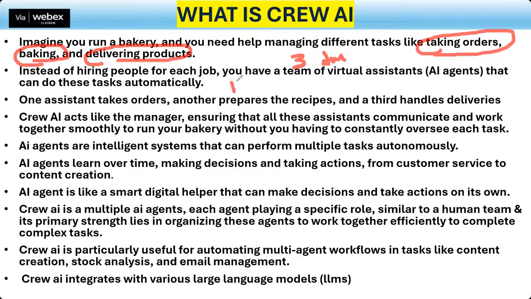And one bakery owner. So what does he do? Normally he hires 3 people to do this activity. Instead of hiring people for each job, you have a team of AI agents that can do these tasks automatically.